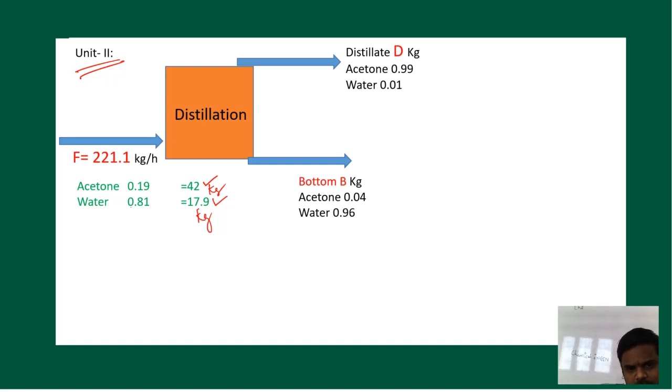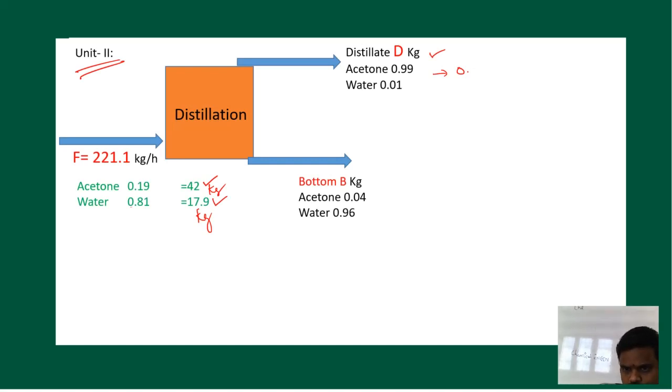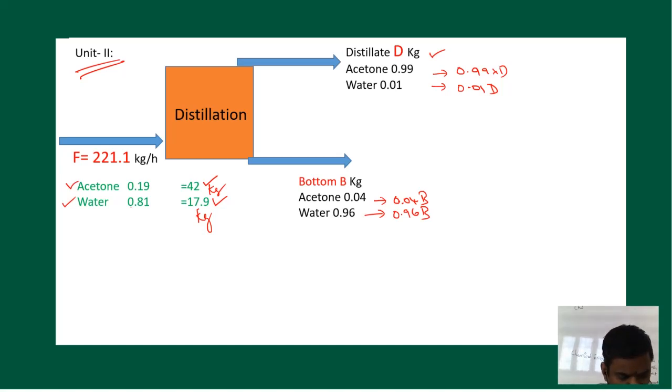Now with these parameters known, we have distillate D kg, and the composition is given: 0.99 into D is the amount of acetone, and the amount of water is 0.01 into D, right? Similarly here, the acetone amount is 0.04 into B, and the amount of water is 0.96 into B. Can you make a material balance for acetone? Make a material balance for water. We can find out the required values.